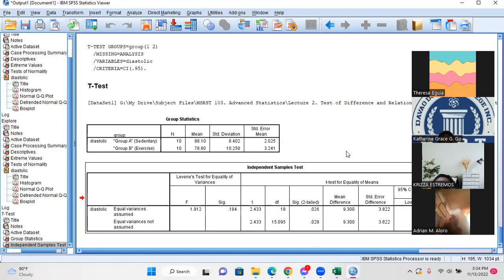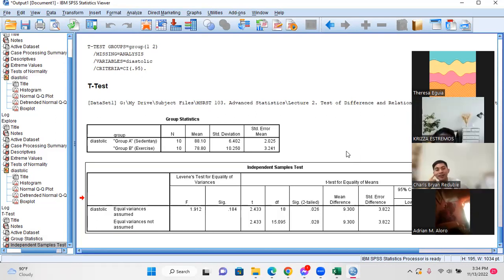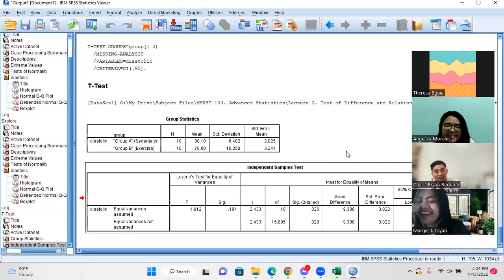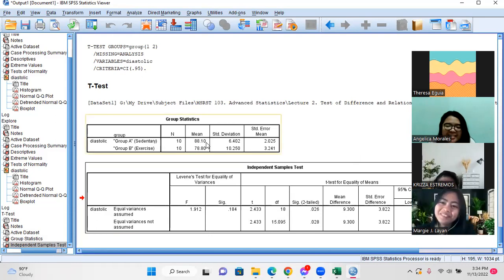O parang wala yatang comment. Ano? Okay lang kayo dyan? Okay lang. Ma'am, okay lang, ma'am. Pasok po. Okay na lang. Saan kayo na-confused? Dito sa mean or sa ano?